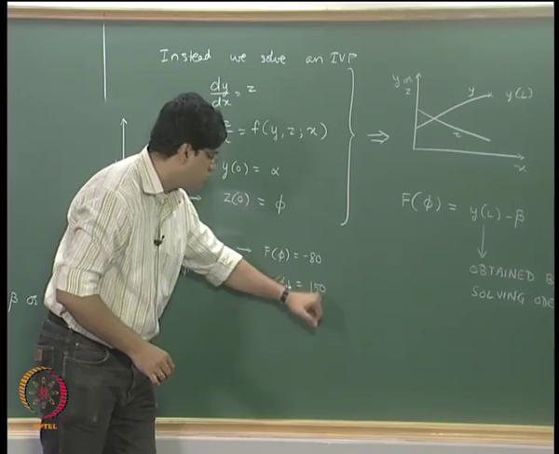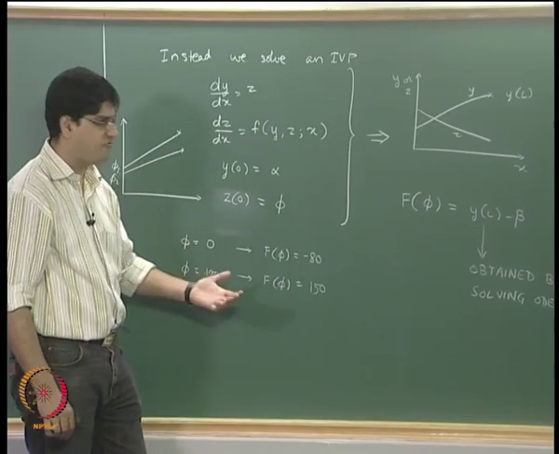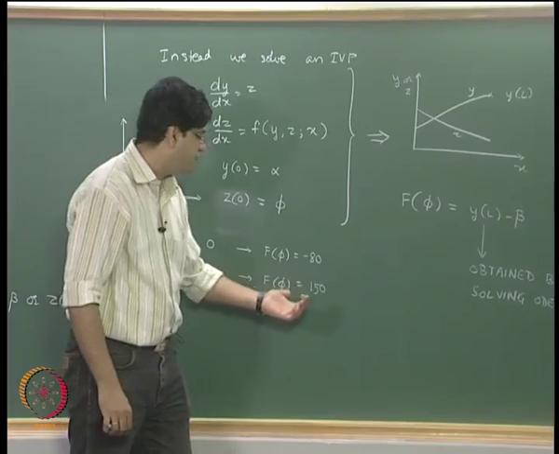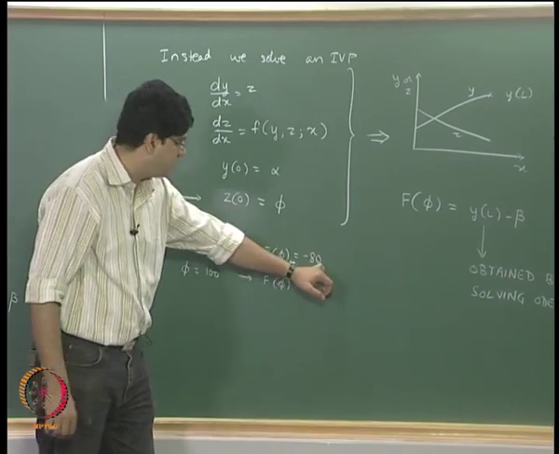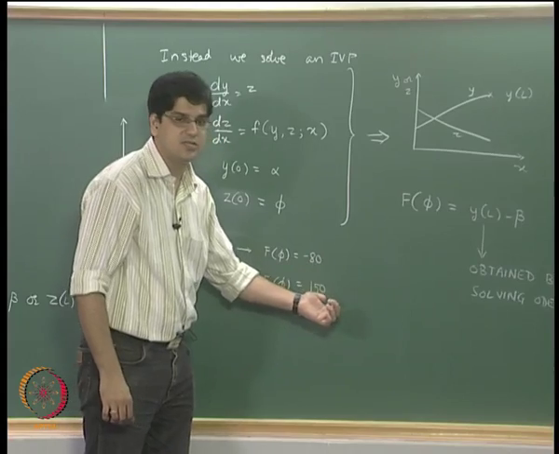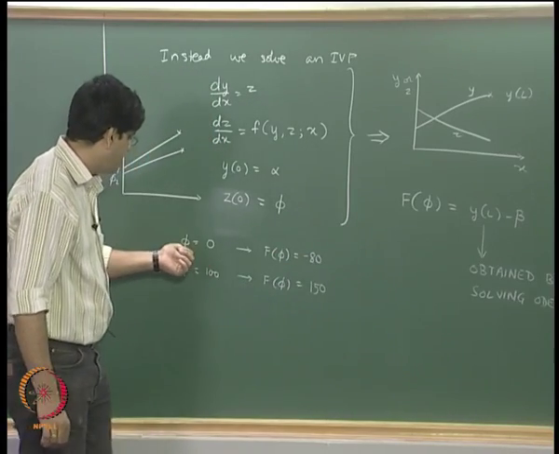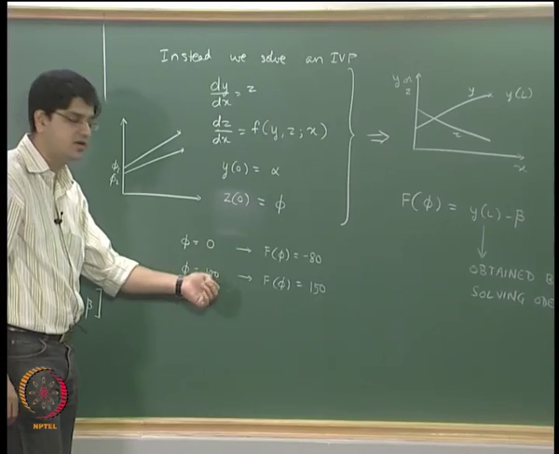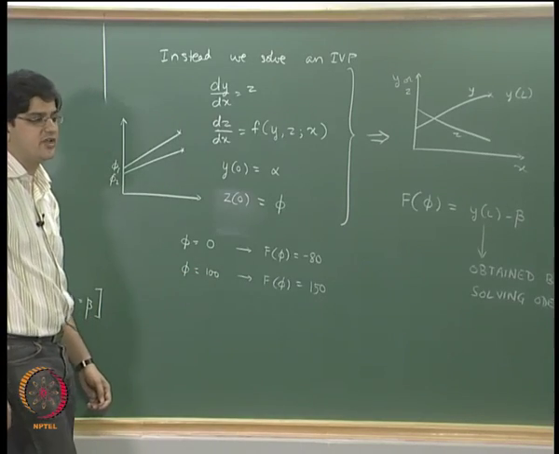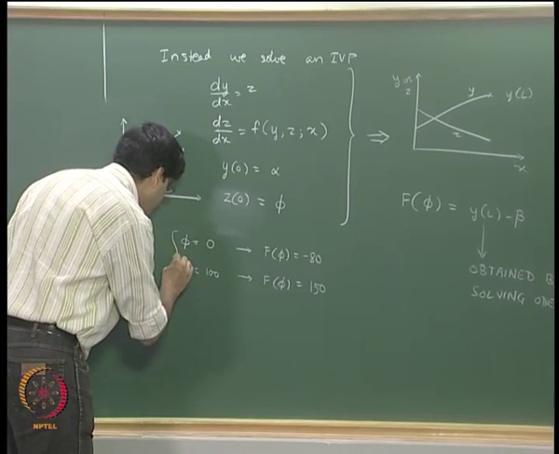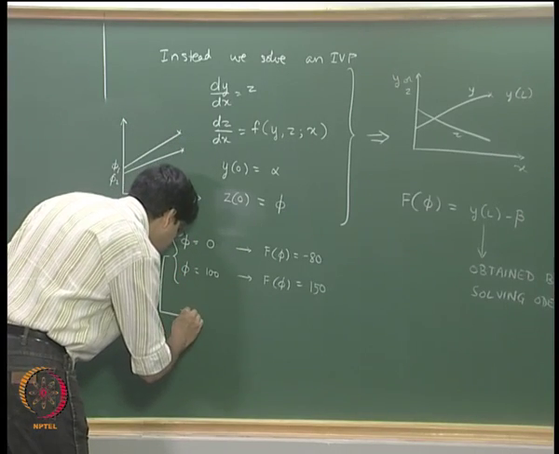Because these two values were on either side of the true solution, the true solution that we wanted is f of phi equal to 0, we could use basically the bisection method. From phi equal to 0 and phi equal to 100, we could change it to phi equal to 50. Instead of using the bisection method at this stage, we could have used any other method of our choice.